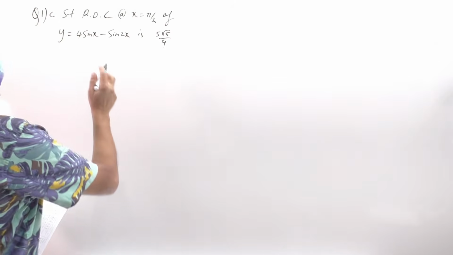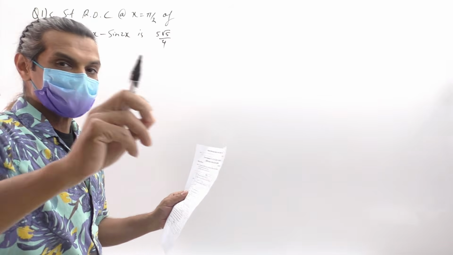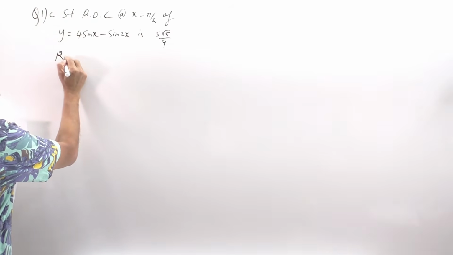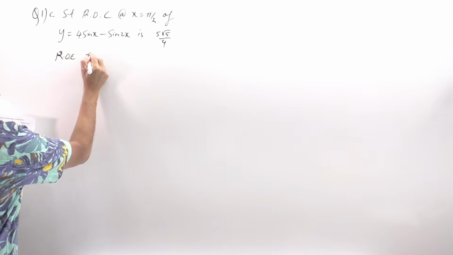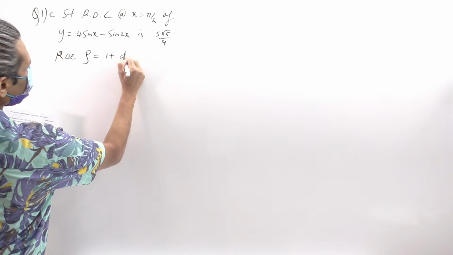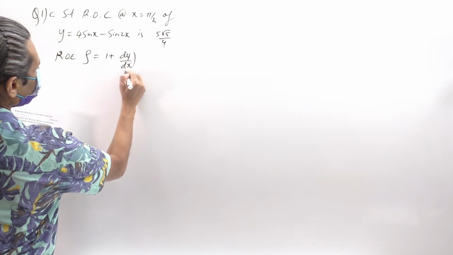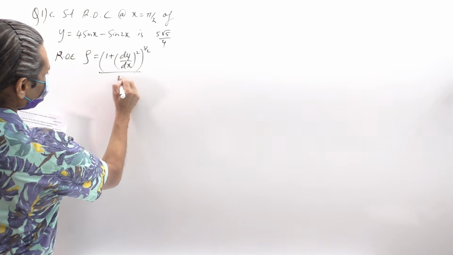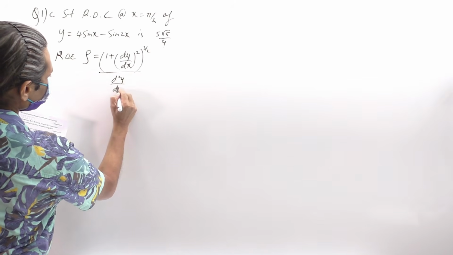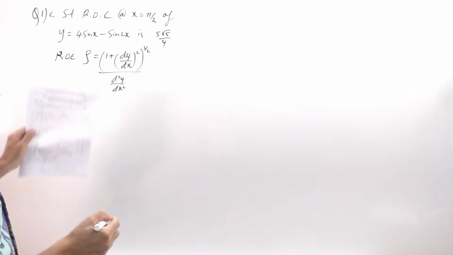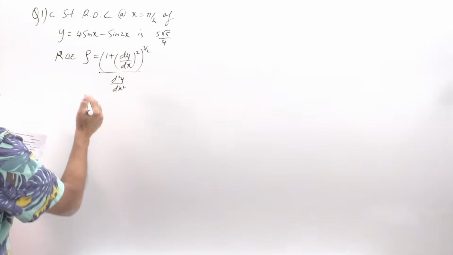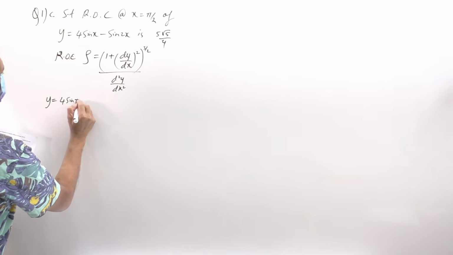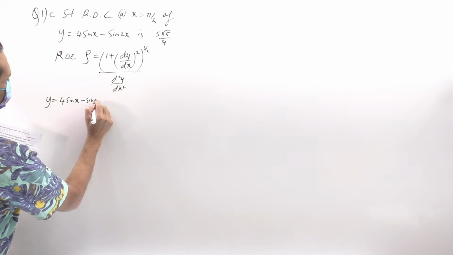So as you know, the radius of curvature, this is Cartesian curve. Wherever we have x and y, it's always Cartesian curve. So the radius of curvature is given as ROC, rho is equal to 1 plus dy by dx whole square whole raised to 3 by 2 upon d square y by dx square. That means we need to find dy by dx and d square y by dx square and put it and get a solution. So we have the question y is equal to 4 sin x minus sin 2x.